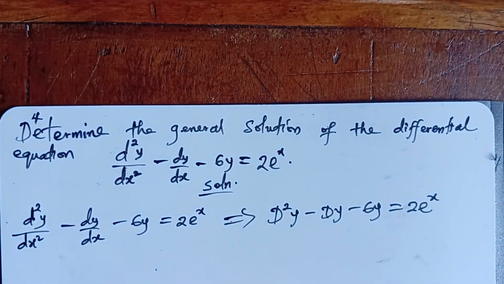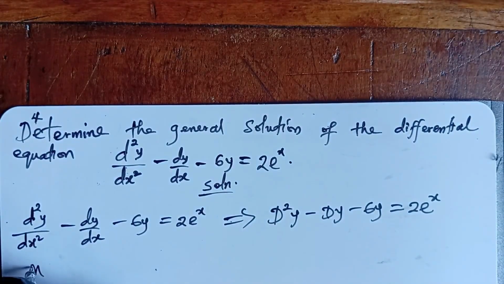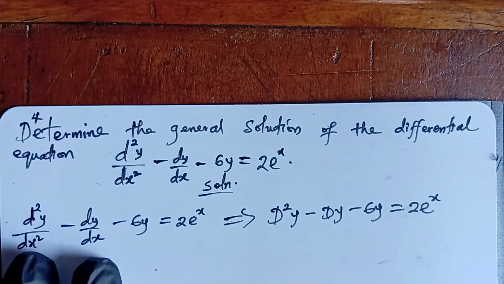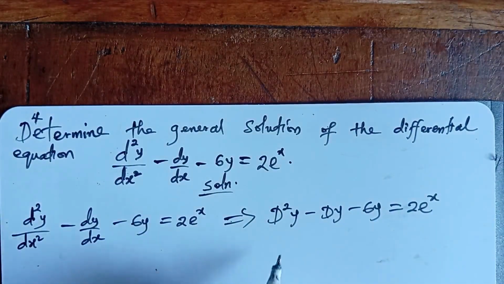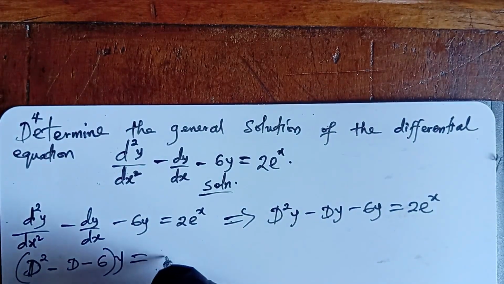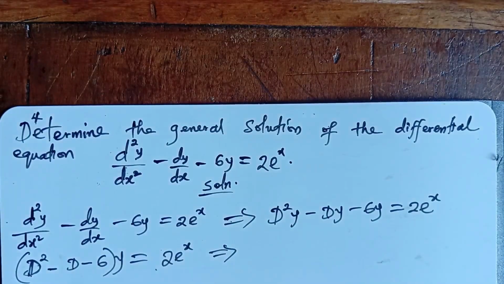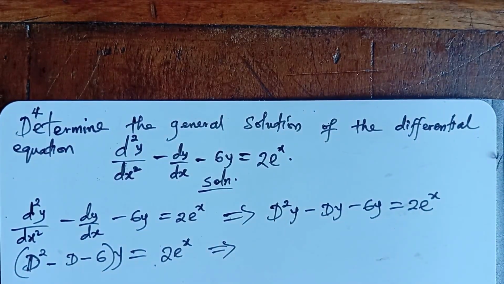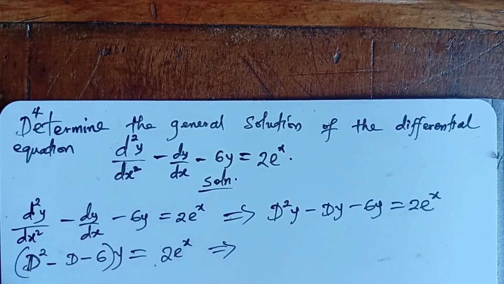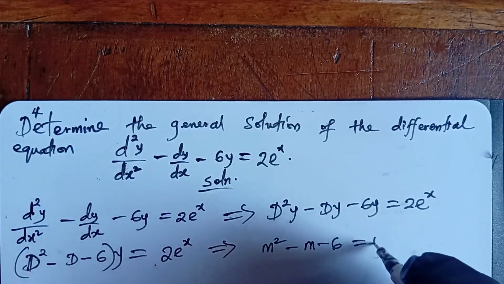So let's create the auxiliary equation. Okay, before creating the auxiliary equation, let's factor out y. It's going to be D squared minus D minus 6, all into y, equals 2e to the x. And then from here, we now form the auxiliary equation. Okay, so the auxiliary equation is going to look like this. m squared minus m minus 6 is equal to what?